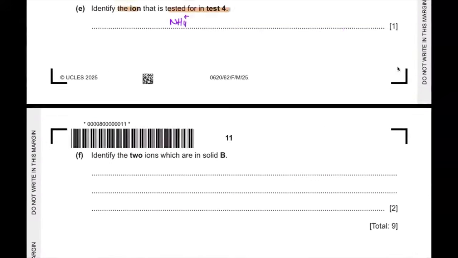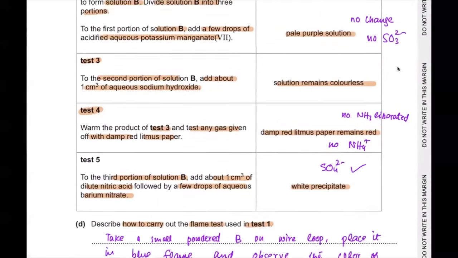Okay. Now, identify the two ions which are in solid B. So what ions have we identified? We have identified that there is a lithium ion first, and the second ion that we have identified is a sulfate ion. So lithium ion and a sulfate ion. Is this clear to all of you?